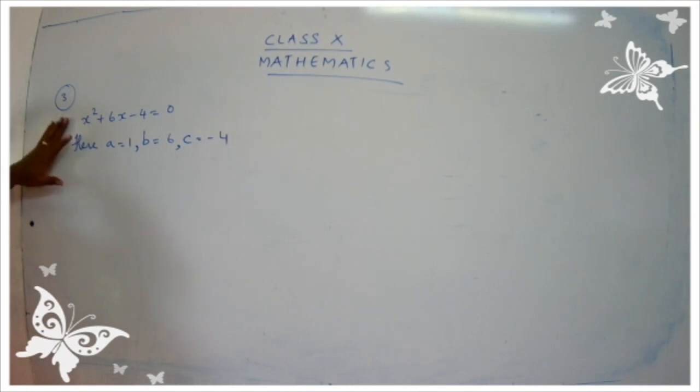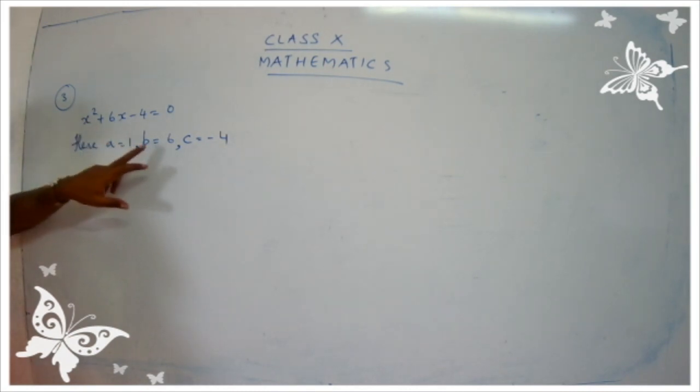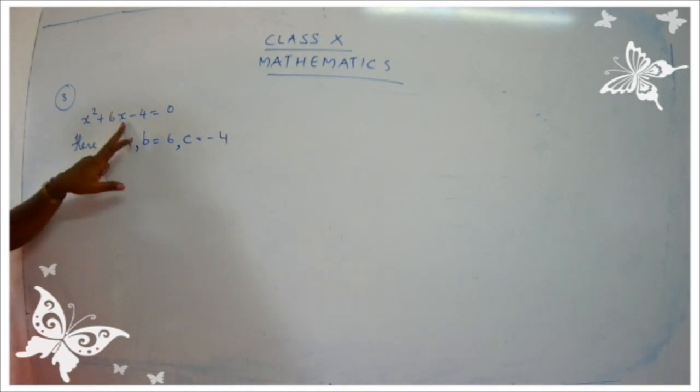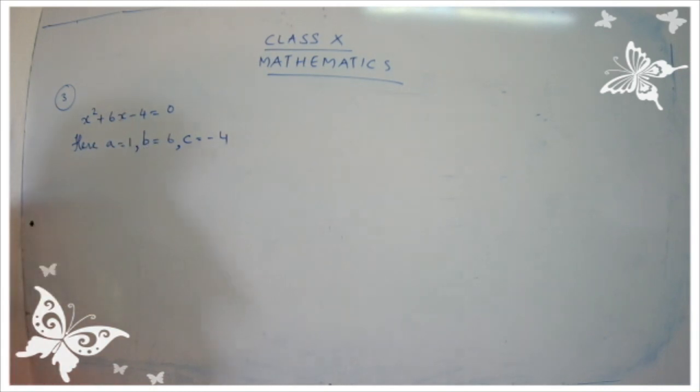So from the given equation, I have found the value for A, that was the coefficient of x square. I have found the value for B, that is the coefficient of x, and I have taken the constant value, that is minus 4. Just stay down till here, children.